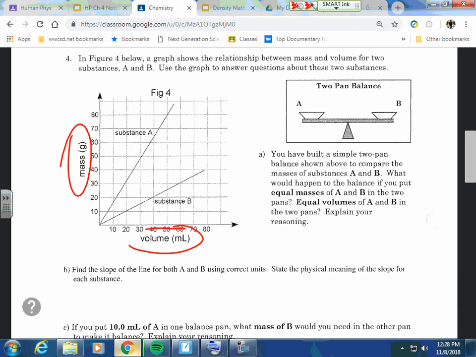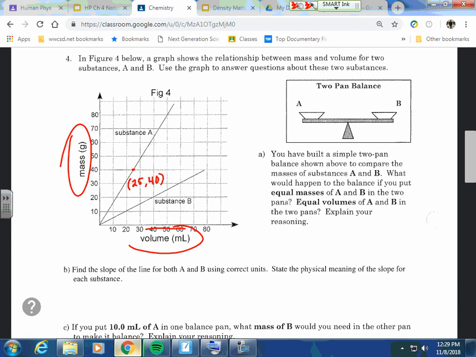Okay, going left to right, starting with A, I want to look for points that are easy to read. Like ones that go right through the middle. See how this one goes right through the middle between 20 and 30? What does that mean? 25. And it's right on the 40 grams. So that spot right there is 25, 40. That's how you do the coordinates of the dot.